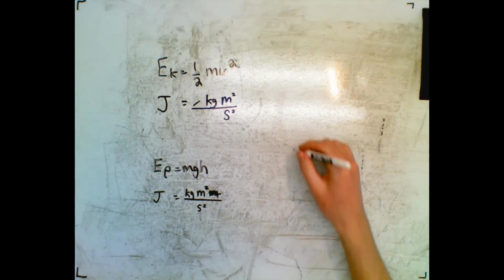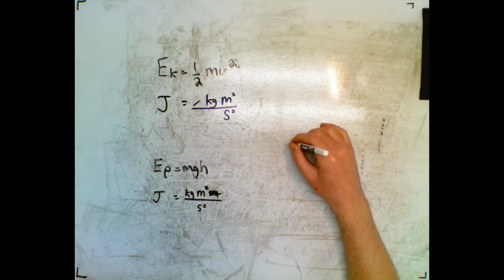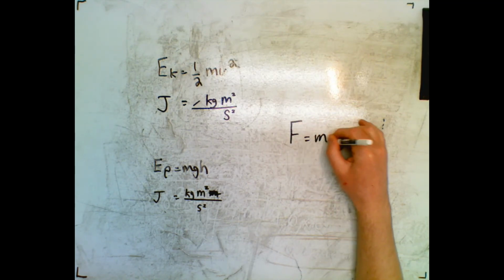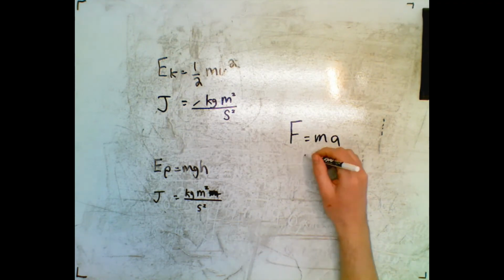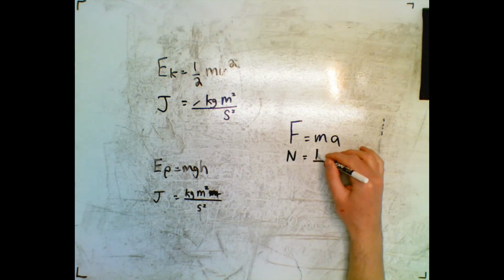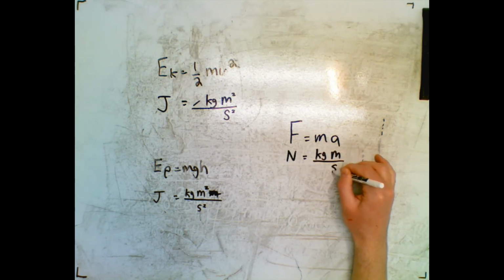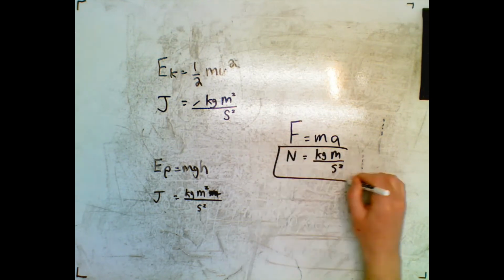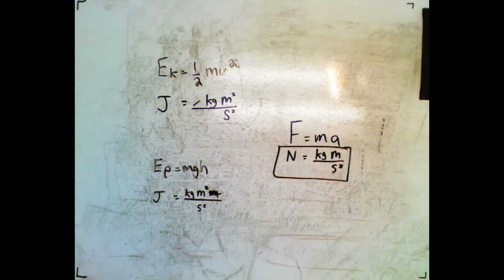So if we want to take a look at a newton, we want to use a formula that has newtons in it. So we can use F equals ma, right? Force is in newtons, mass is in kilograms, acceleration is in meters per second squared. So a newton is equal to a kilogram meter per second squared. That's it. Okay. So I'm going to ask you questions on your test that ask you what these bigger condensed units are made up of.